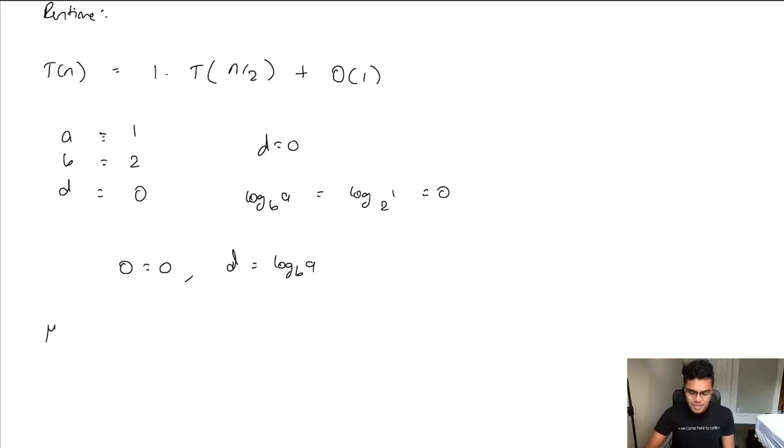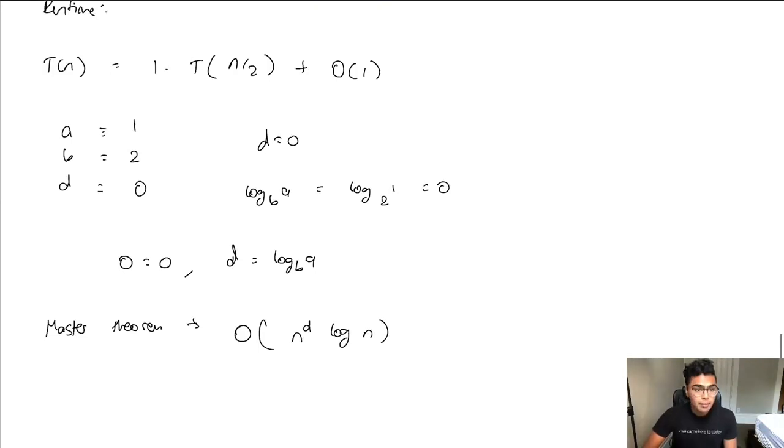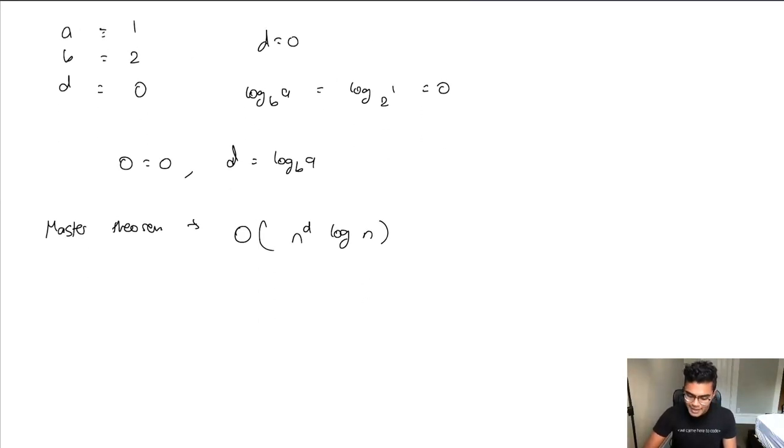And based on the master theorem, if d is equal to log base b of a, then this is equal to big O of what? n to the d times log n. In this case, d is equal to 0, so n to the 0 is just 1, and this is equal to O of log n, final answer.